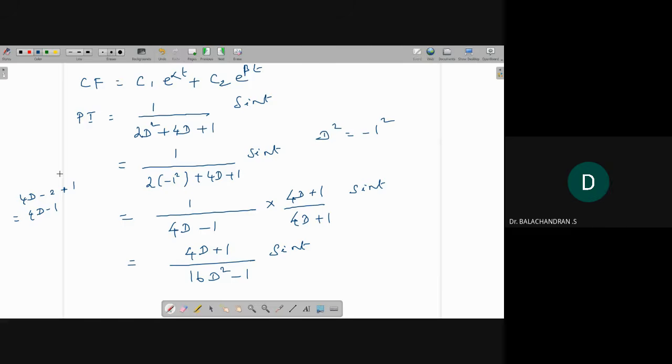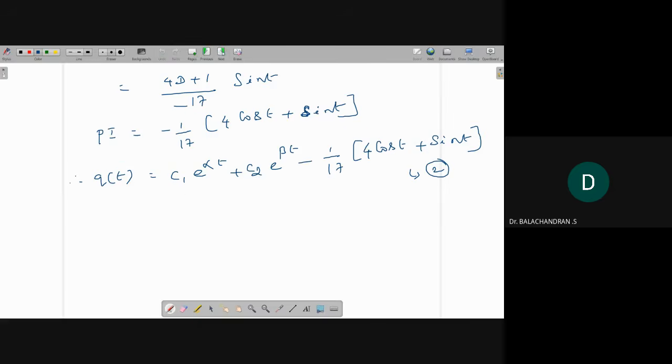Okay, so maybe you did it like this: if you take D square equal to minus 1 whole square, then D square equal to 1. So then 2 plus 3, so 4D plus 3. So already I told that this is wrong. Anyway, it's a reasonable question.